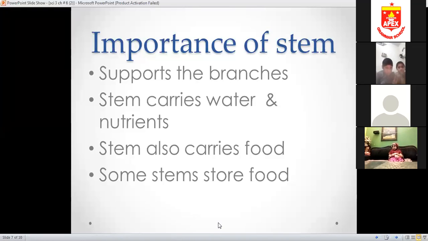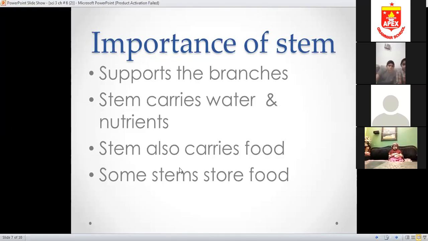We give water to the root, and then the root pushes this water upwards towards the stem. The stem carries water and all the nutrients which were absorbed by the root. Whatever water and nutrients the root absorbed are transported further to the stem. As you all know, the food of our plant is prepared in the leaf. So the stems also carry the food, water, and nutrients which help in the growth of our plant. Some stems store food.